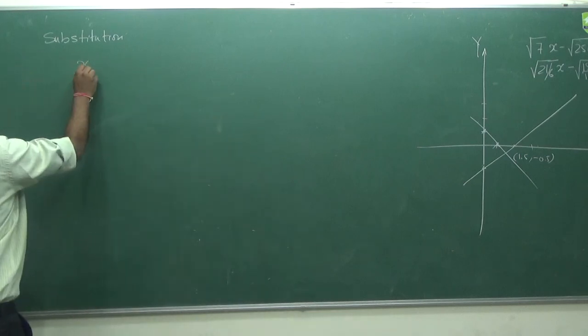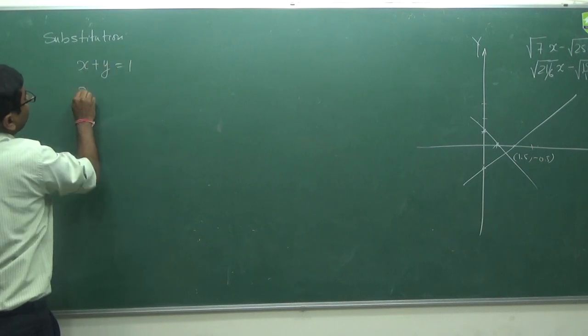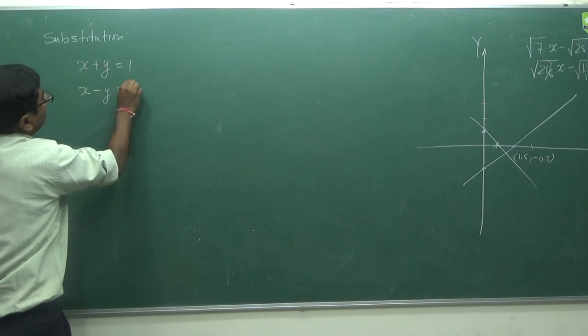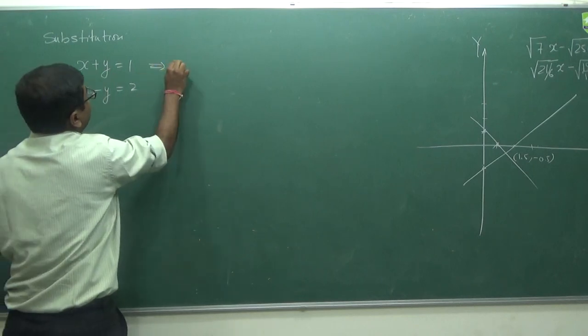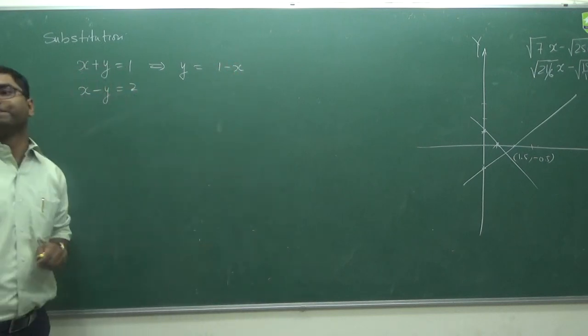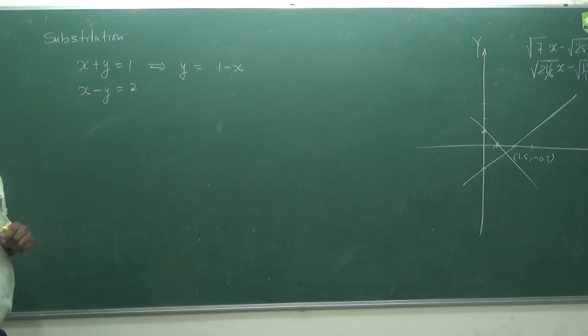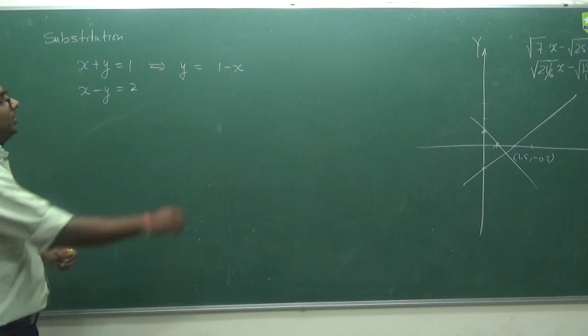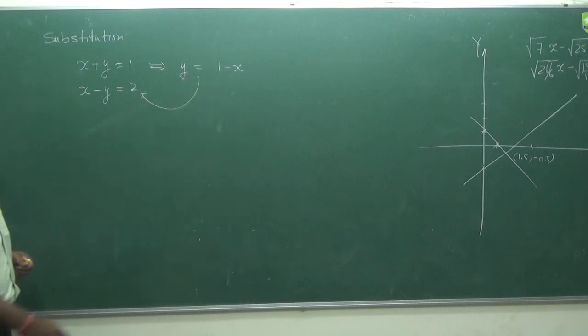So, for example, what are the equations? x plus y is equal to 1 and x minus y is equal to 2. Let us say you express y in terms of x. So y is equal to 1 minus x. Now if you put this back into the same equation, you'll get 1 is equal to 1. No point. So hence you have to use the second one.